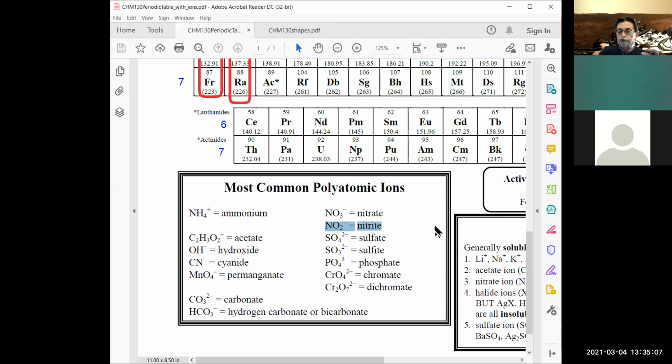You might be tempted to write nitride, IDE, but remember the IDE is the single element itself, whether it be chloride, oxide, or phosphide, it's always a single element. When we start adding the ATE and the ITE, we're talking about adding oxygens to that element. So N for nitrogen, ITE for the oxygen, specifically 2 of them. So that's NO2 negative. Don't forget to remember what the charge is, which is the -1.